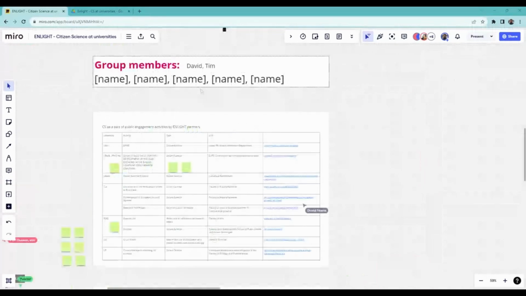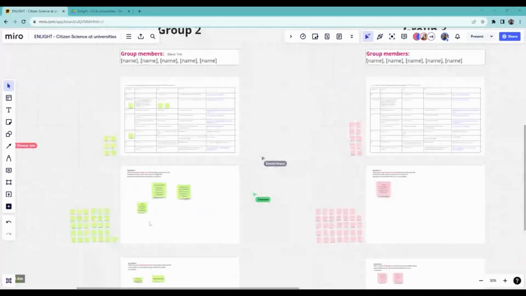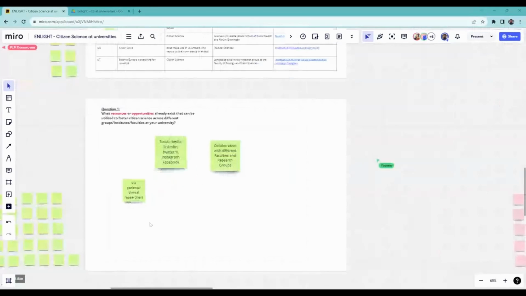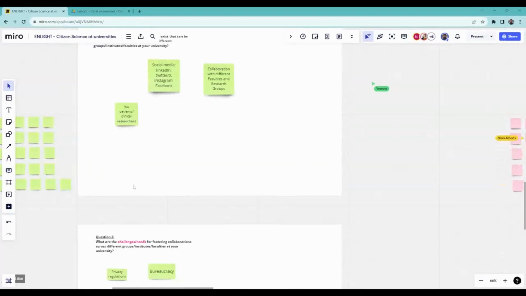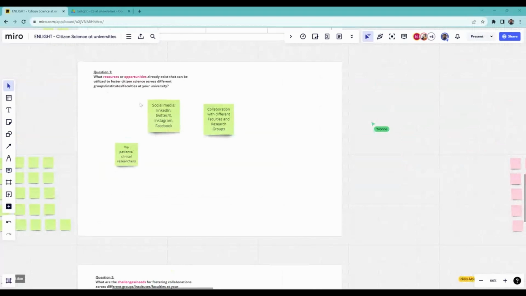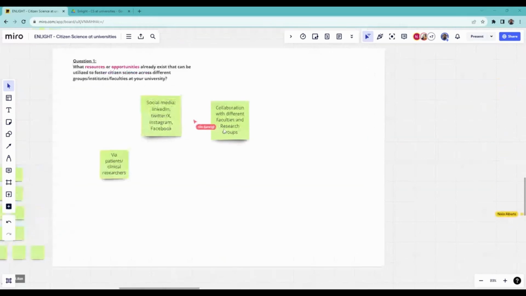We were a small group here with David and Tim. If one of you could give us a summary of what you discussed in terms of resources, opportunities, and challenges. Yes, I could do that. Thanks. The resources and opportunities that we saw were collaboration with different faculties and research groups, so a lot of internal interfaculty collaboration.